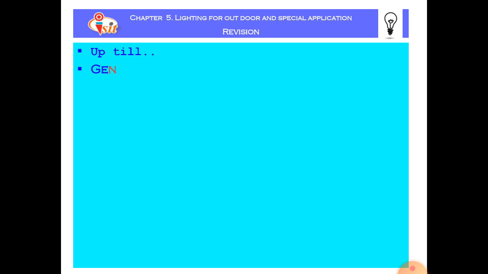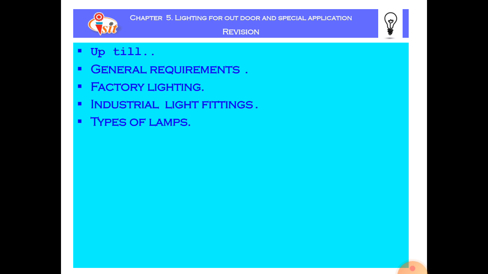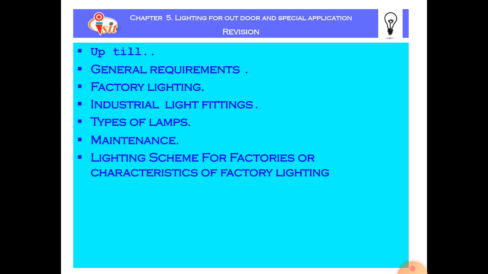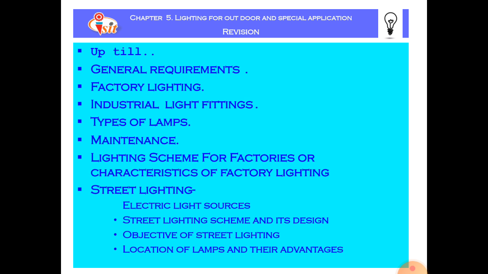In the last video, we will say about general requirements, factory lighting, industrial light fittings, type of lamps, maintenance, lighting scheme for factories or characteristic of factory lighting, street lighting, light sources for street lighting, lighting scheme and its design, objective of street lighting, and location of lamps and their advantages. These points are referred for chapter number 5. The name is lighting for outdoor and special applications.